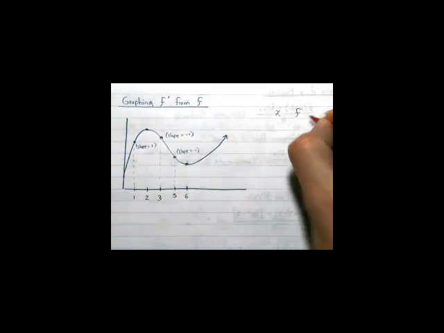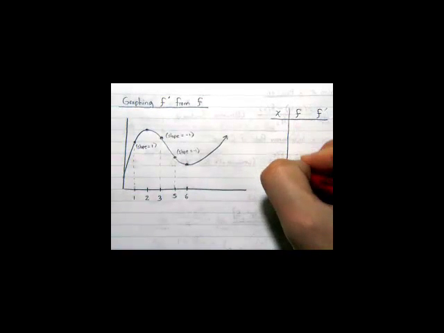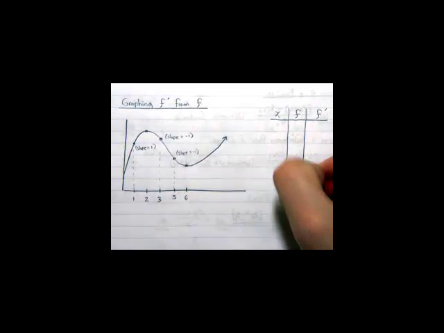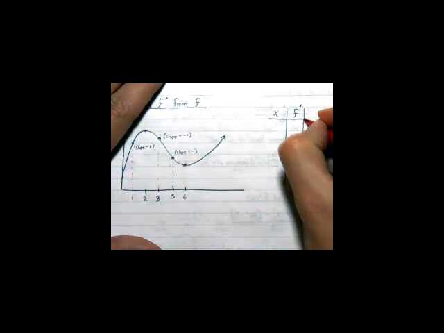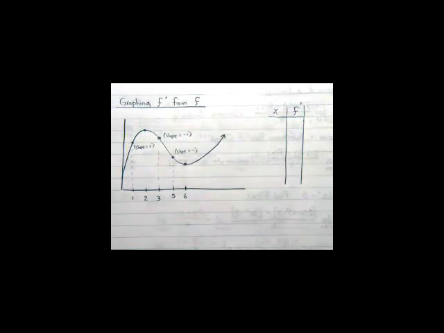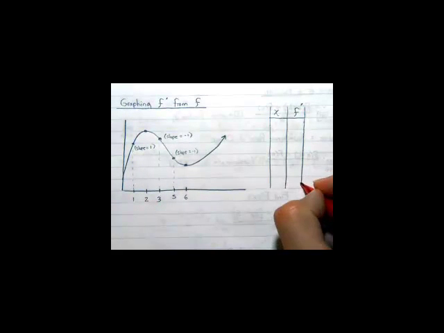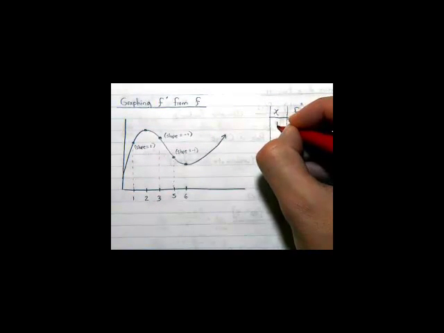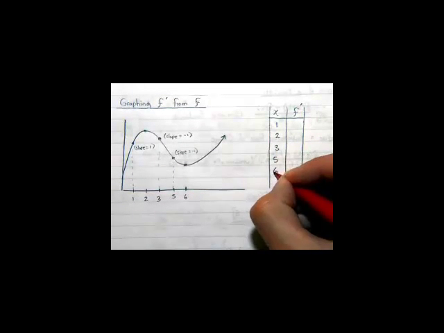So I'm going to come over here and make a little chart. You don't have to do this every time, but I think this might be helpful as we look at this originally. Actually, I don't even need that last column because I don't care what f is. I just want f prime. Okay, so for each one of these, I've got some x values that are points of interest here. So we did when x was equal to 1, 2, 3, 5, and 6.